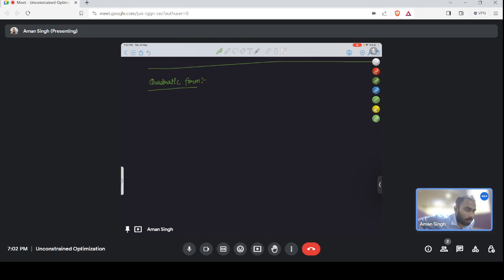What is a quadratic form? For that, let's assume A belongs to R^(n×n), so A transpose is equal to A. So let A be symmetric, and let f(x) equal x transpose A x, where x is some vector in R^n. Then it can be said that f(x) is purely quadratic.